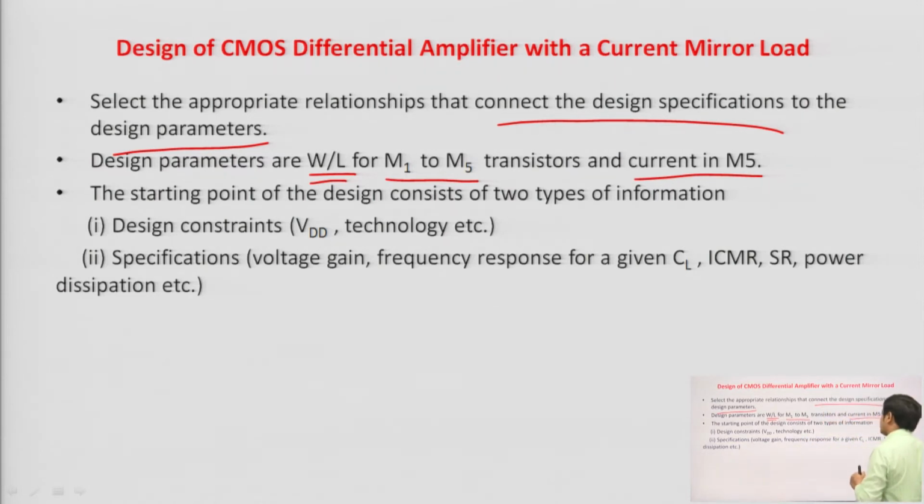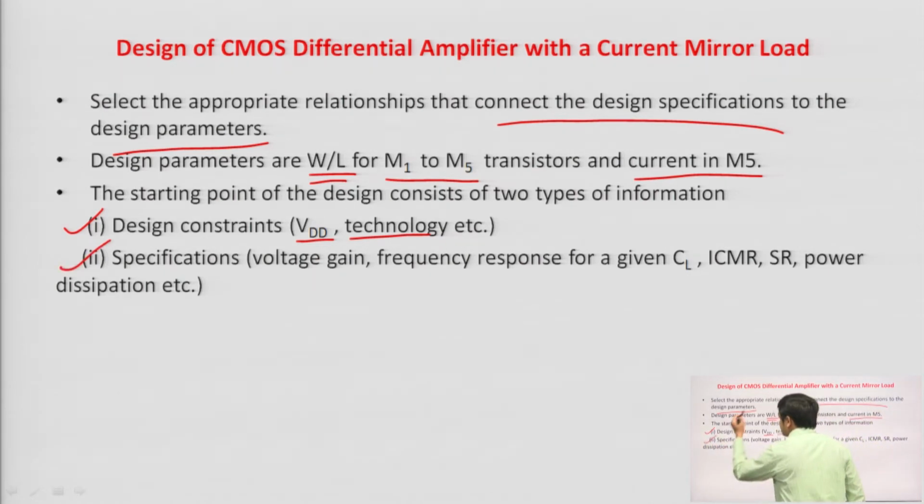And the starting point of the design consists of mainly two pieces of information. The first one is the design constraint. It means that firstly we need to decide at which technology node we are going to design the circuit, that is the technology, and we have to decide the supply voltage also, at which supply voltage we are going to design that amplifier, right. Technology means, like, it is a 180 nanometer tech node for example, then the minimum dimension that we can take is 180 nanometer, normally referred to as the channel length, right.